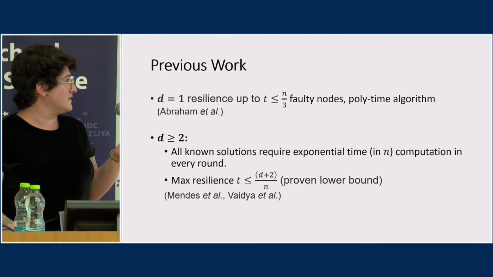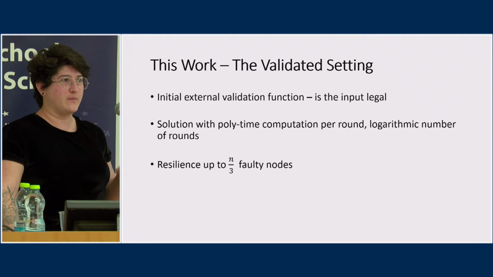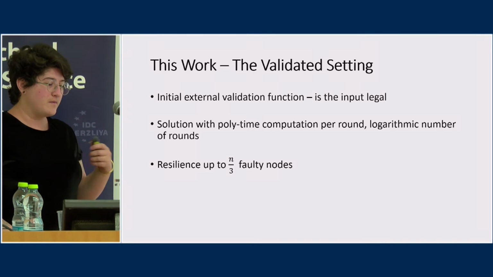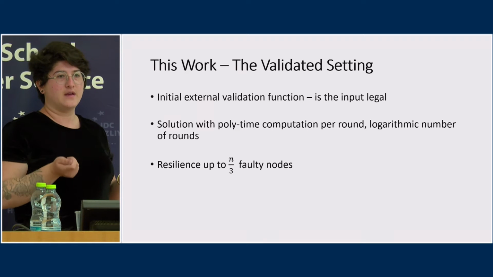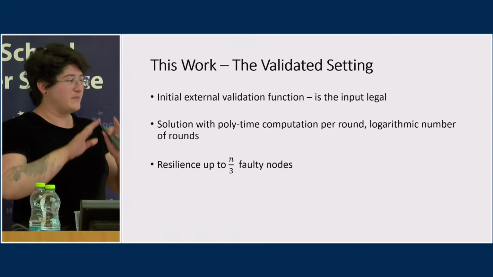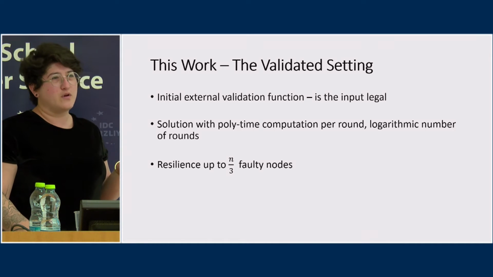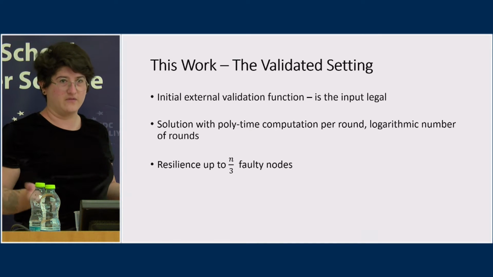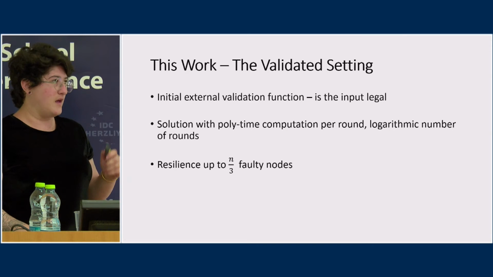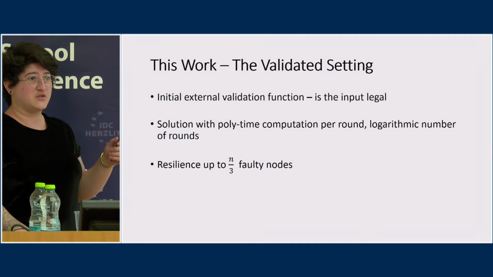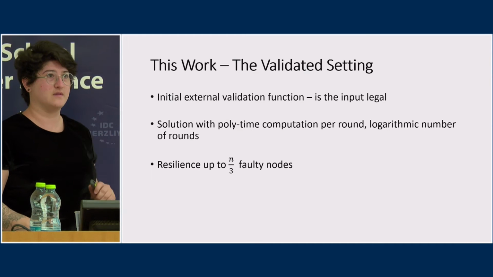So we looked at this problem, and we changed the setting slightly to the validated setting, which we've heard about today twice, I think, which means that there's an external validation function. When the players initially cast their initial vote, some black box procedure checks that these votes are legal, and from now on, everybody plays. So this is a natural setting. In blockchains, we have this, so we believe a block is legal by some external validation function, which is cryptographic and proof of work. And with this assumption, we can find a solution which is polytime computation per round, and a logarithmic number of rounds, and resilient up to a third faulty nodes, which is much better than something that grows with the dimension. So this does not depend on the dimension.